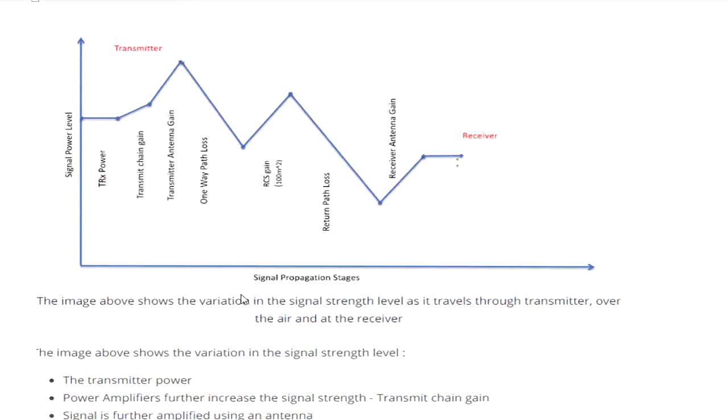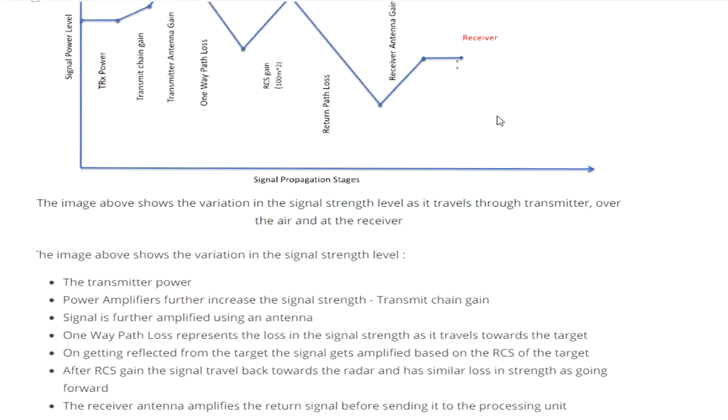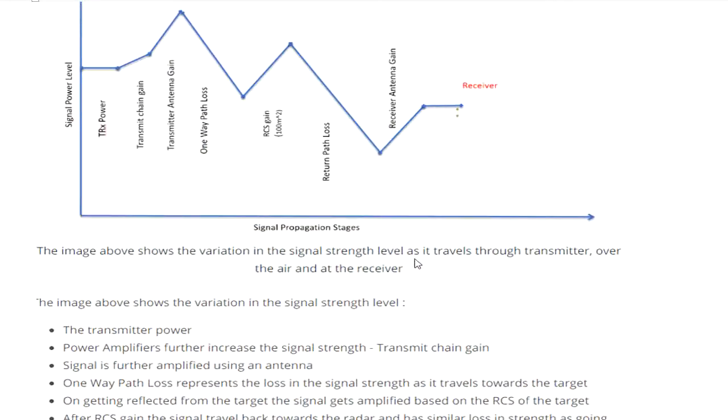Right here, you look at the signal propagation stages right here. The signal's power starts at some level. They transmit this and it goes through the transmit chain gain and the transmit antenna gain, goes to the RCS gain and returns. And right here, the last one is the receiver. The image shows the variation of signal strength level as it travels through the transmitter, over the air, and to the receiver.